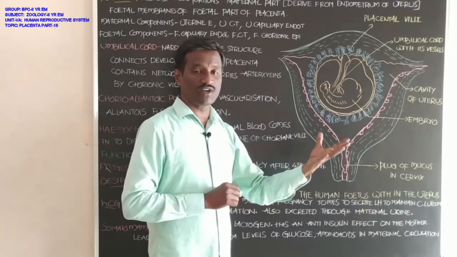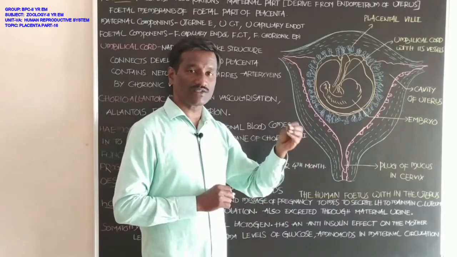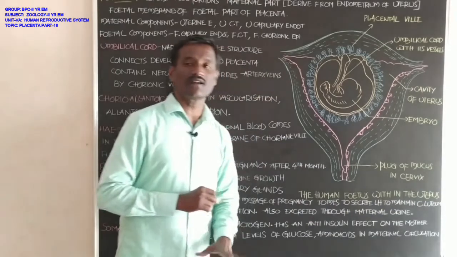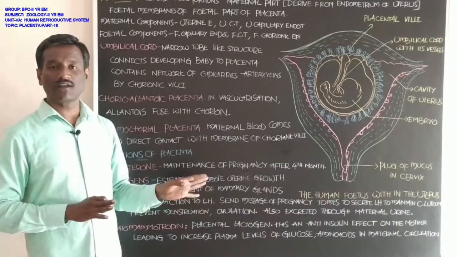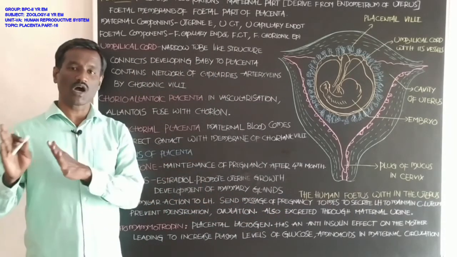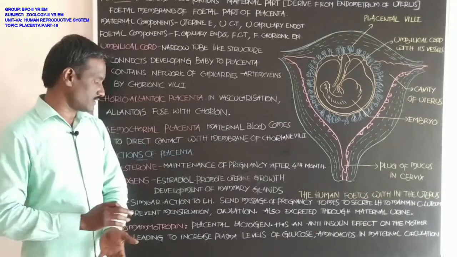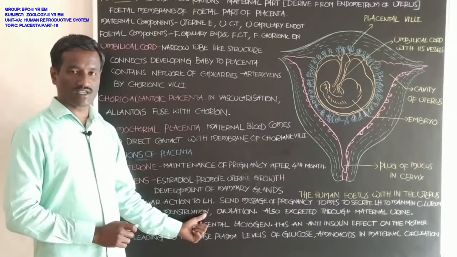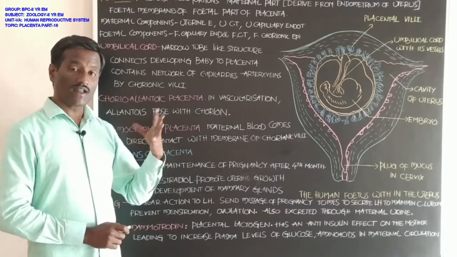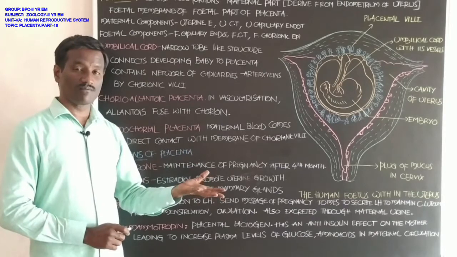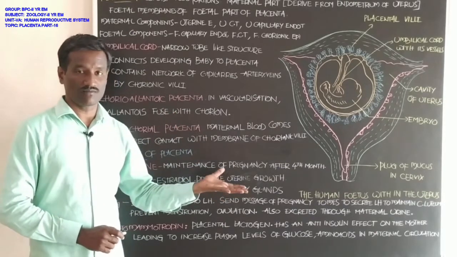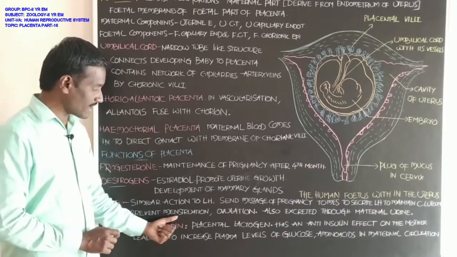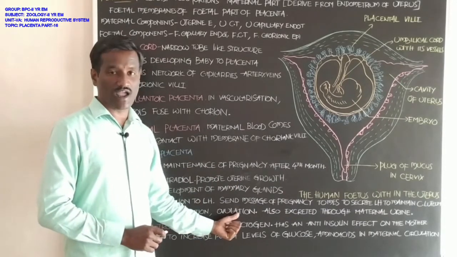Now the pituitary gland secretes luteinizing hormone to maintain the corpus luteum up to the end of the 3rd month. It also prevents menstruation and further ovulation. Menstruation stops, and further ovulation also stops.